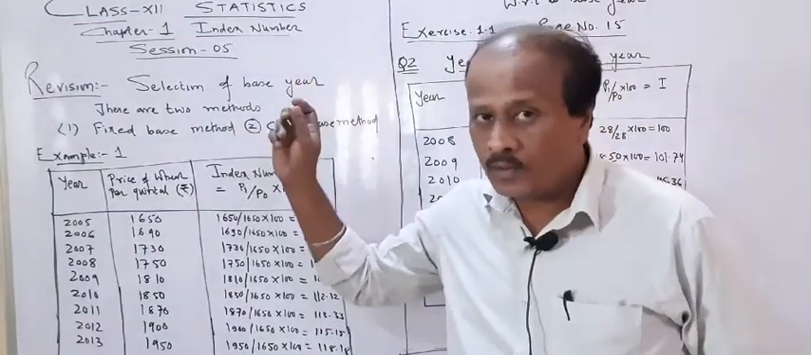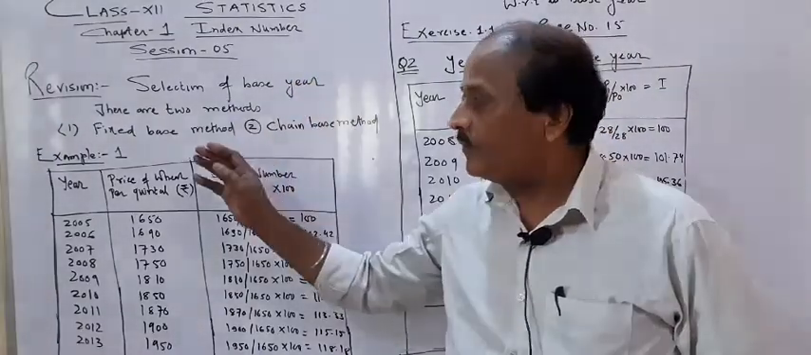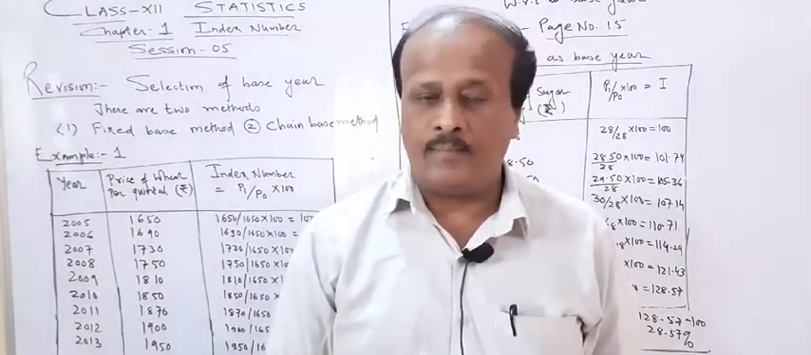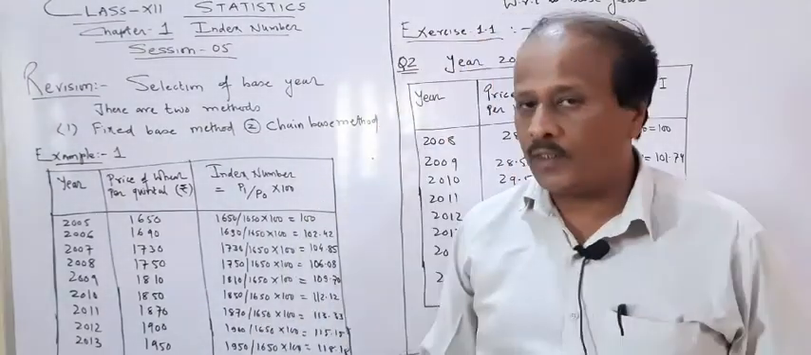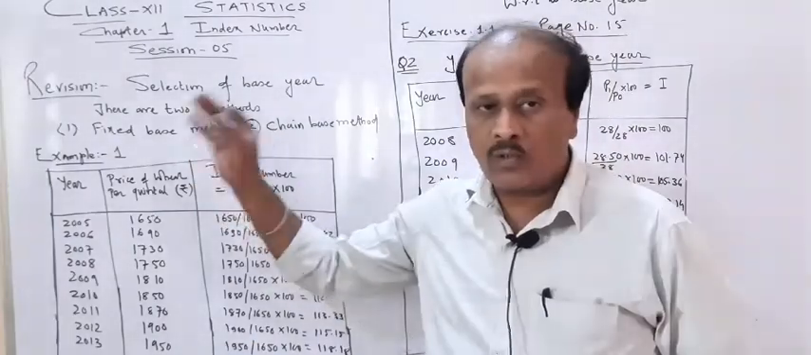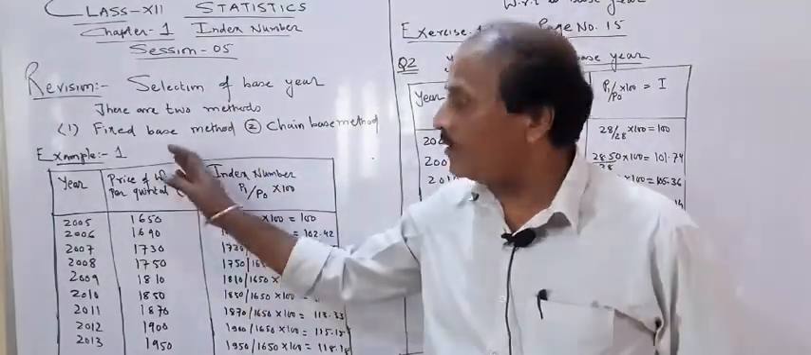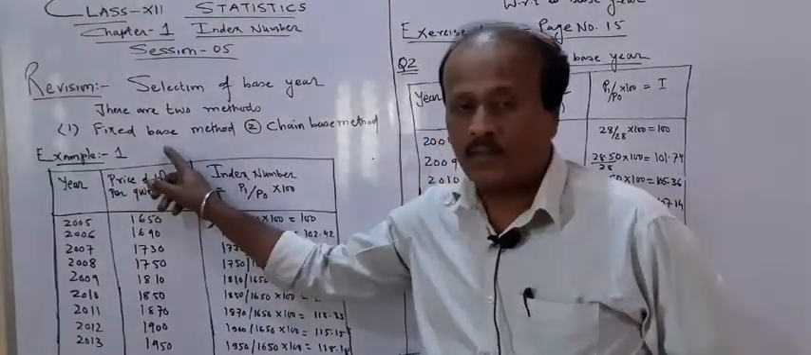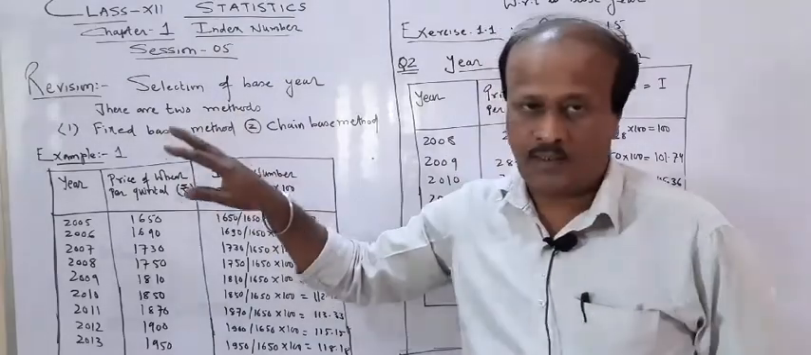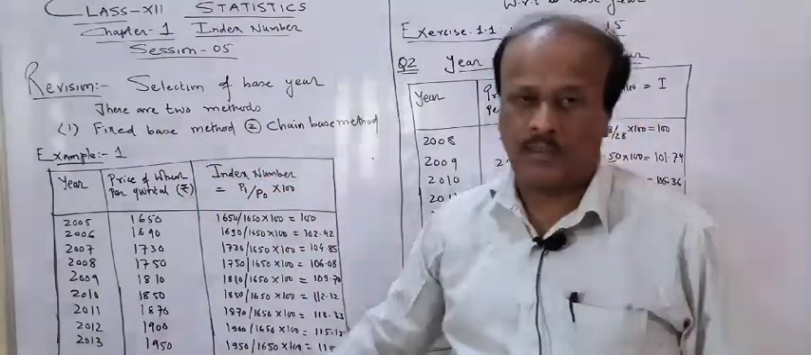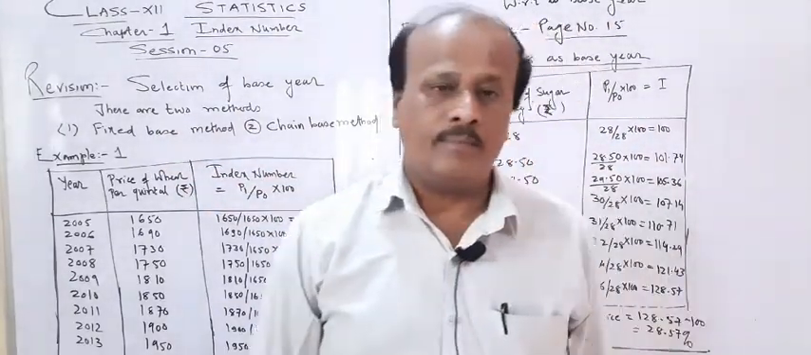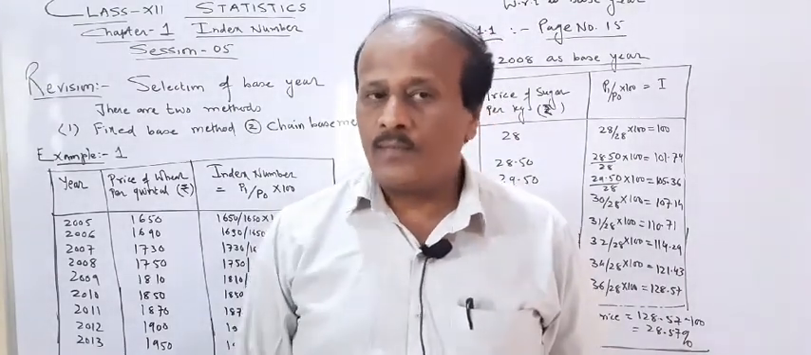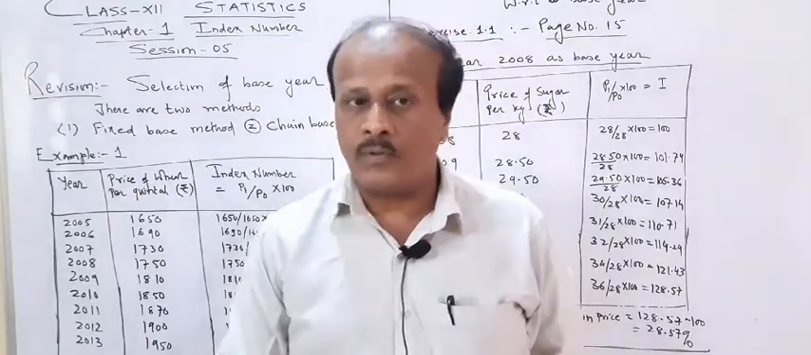In the previous session, I told you that the base year plays a very important role while calculating the index number. When you calculate an index number, which year you take as the base year is important. So there were two methods to take the base year: one was the fixed base method and the other was the chain base method. I told you a lot of theory last time and asked you to revise it. If you revise that theory, today's session will be easier for you.